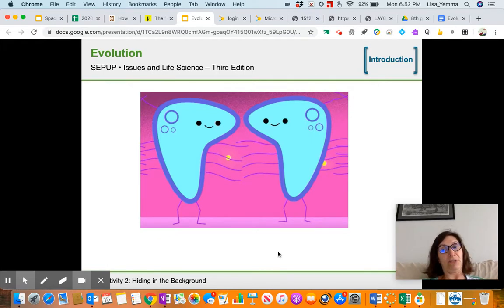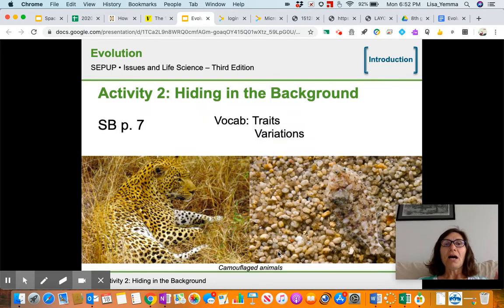As far as other organisms go, it depends on their population and on their reproductive strategy. It depends on how long it takes, for example, for elephants to evolve. It takes a really long time for a mother elephant to grow a baby elephant and for that baby elephant to grow into a reproducing organism. If those generations are really long, it's going to be challenging to have evolution that goes as fast as, say, bacteria. We're going to do an activity today called hiding in the background.